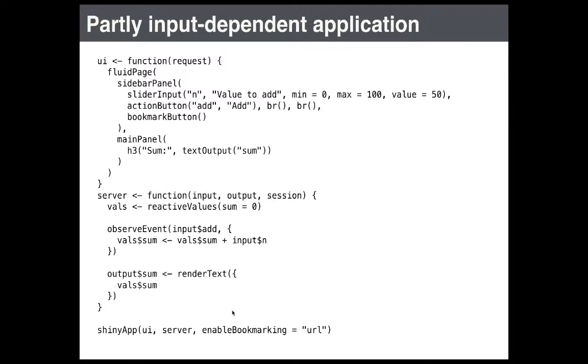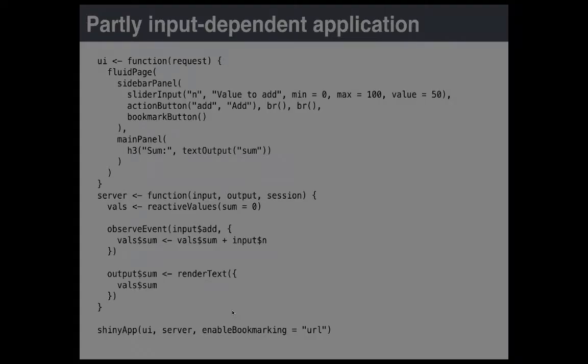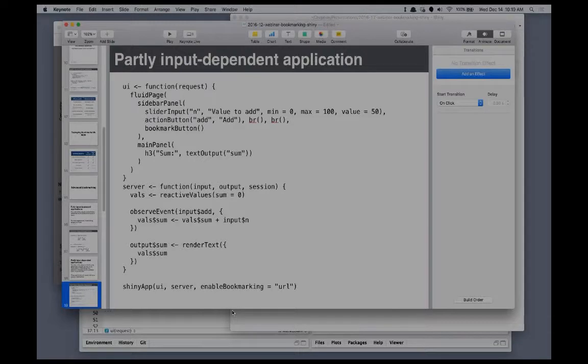All right, here's an example. I won't walk through the code, but I'll just run it, and it'll be clear what's going on. This is what I'm calling an accumulator. It's just adding values. So I've got the slider here. It's set to 50 right now, and if I click add, it adds it to the sum.